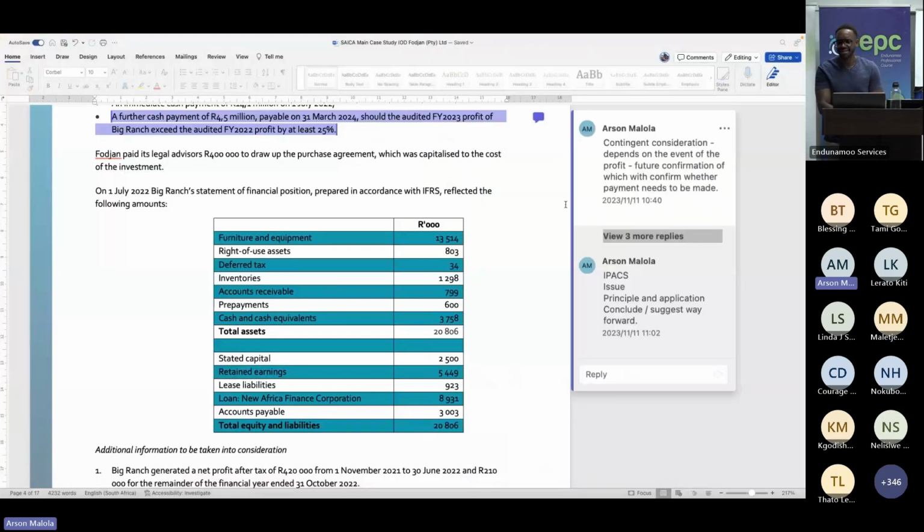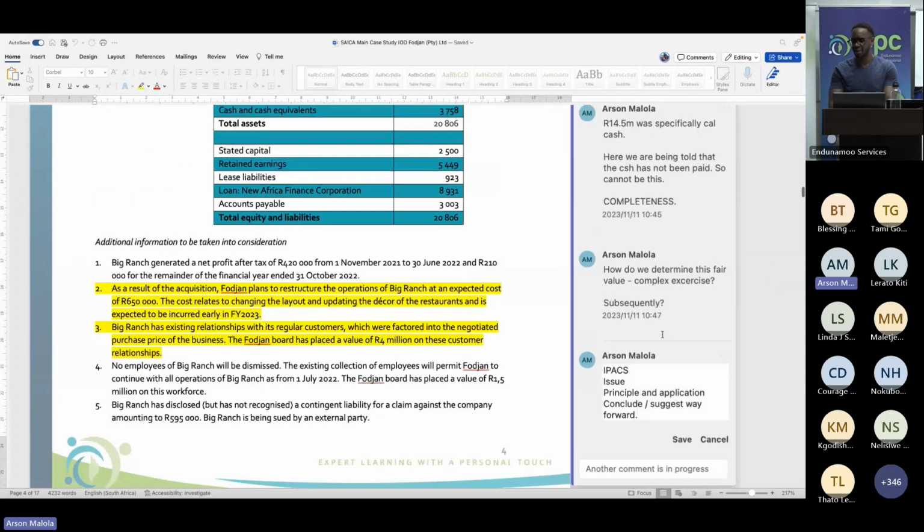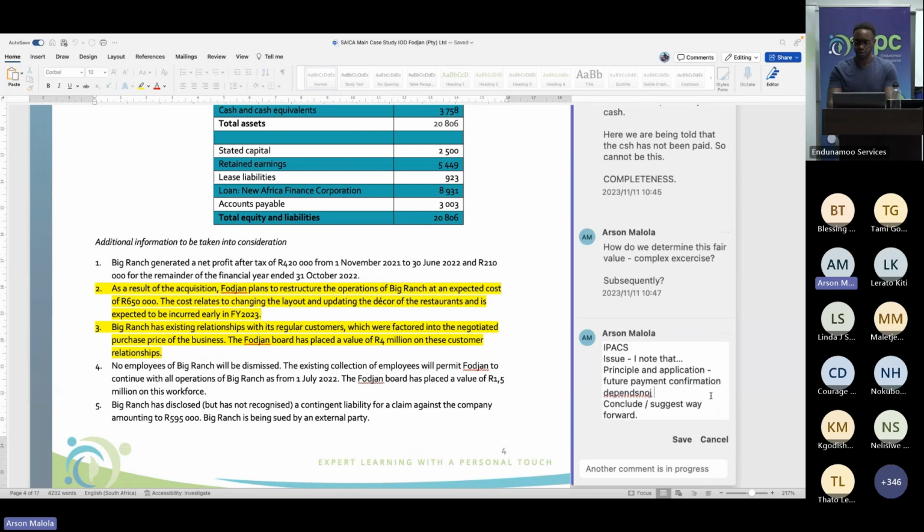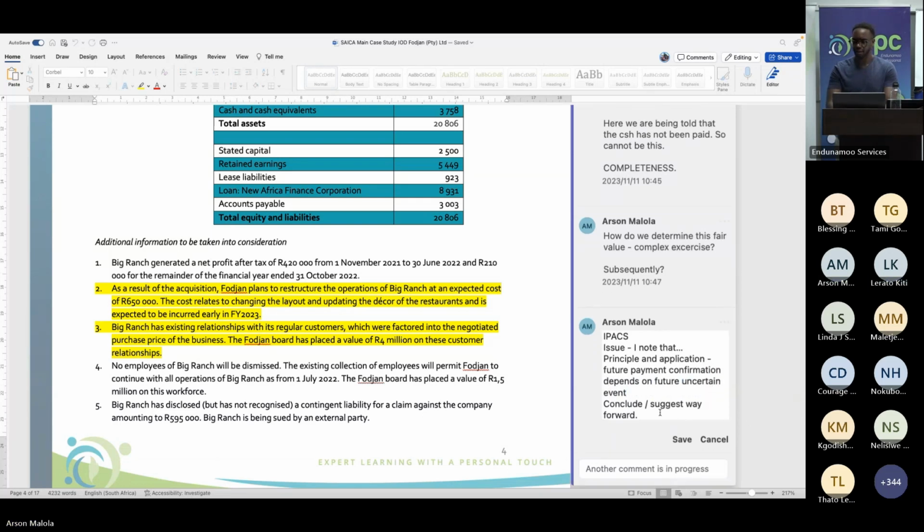I don't know whether it got lost in translation somewhere, but you definitely have to explain why it is contingent consideration. So if you look back at this comment that I have here, what is the issue? That was identified quite nicely in one of the comments. I note that, principal application. You need to articulate why you believe this is contingent consideration. So future payment, and confirmation depends on a future uncertain event. Okay, sorry, I must have missed it. Event. Okay. Conclude. Therefore, contingent consideration.